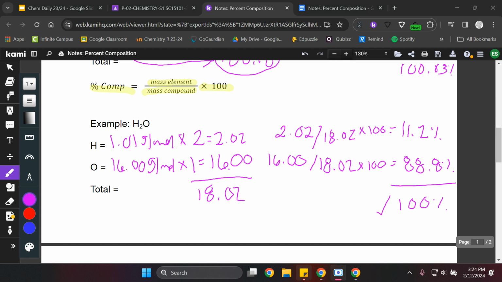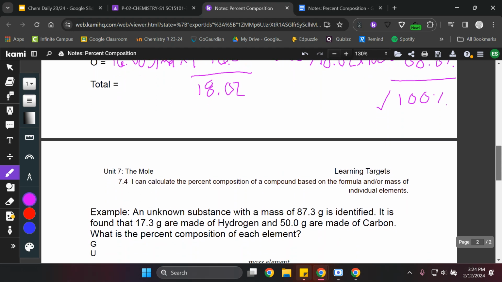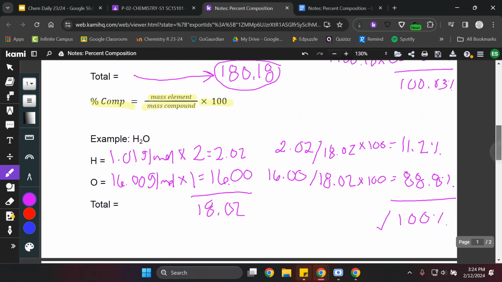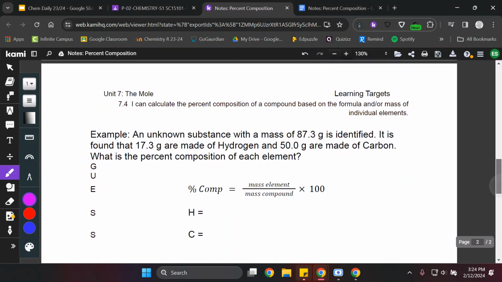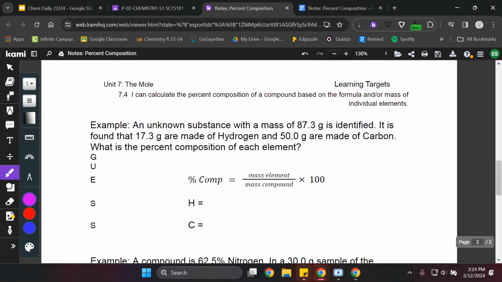So let's give some of these other problems a try, because these ones are pretty easy. Just find the percent composition. It's a little bit more challenging when you see it in word problem form. As an example, the first one: an unknown substance with a mass of 87.3 grams is identified. It is found that 17.3 grams are made of hydrogen and 50.0 grams are made of carbon. What is the percent composition of each element?